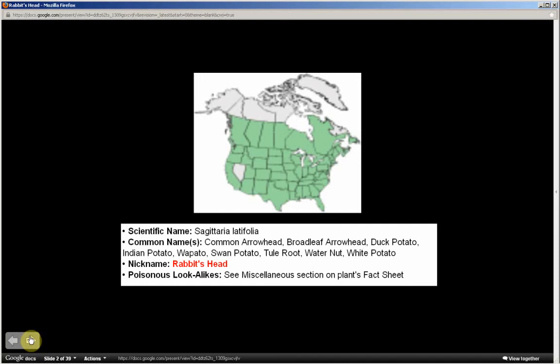Sagittaria latifolia. The nickname for this plant is rabbit's head. This is part 1, and in part 2 I'll be sharing a mnemonic or memory technique to help you commit to memory the most distinguishing characteristics of this plant for identifying purposes. Be sure to watch all of part 1 so that part 2 is understandable.